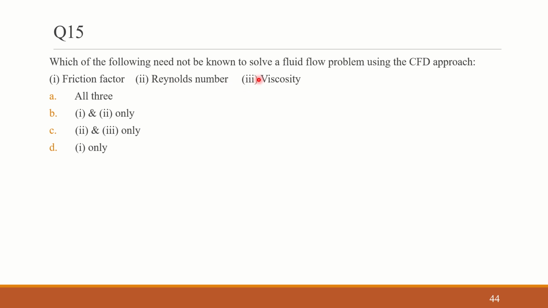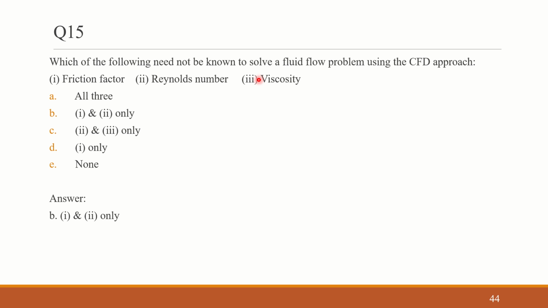And third is viscosity. Viscosity we need to know. Fluid properties we need to know. Density and viscosity come into the Navier-Stokes equations. If you remember the Navier-Stokes equations, on the right-hand side we have mu times (∂²u/∂x² + ∂²u/∂y² + ∂²u/∂z²). So mu comes into the picture. Viscosity we need to know. So option 3 we need to know, and 1 and 2 we need not know. So option B is the answer; option E, none, is not correct. 1 and 2 only is the right answer.